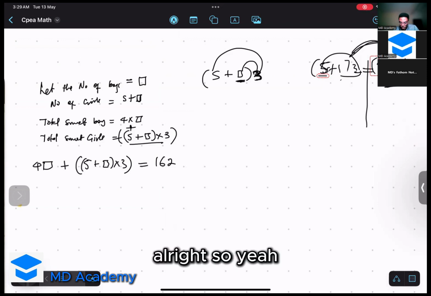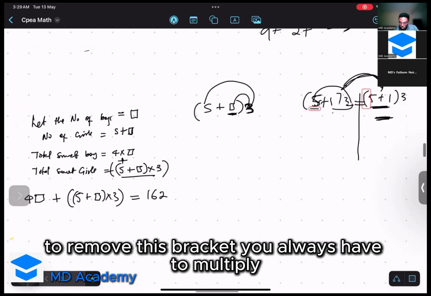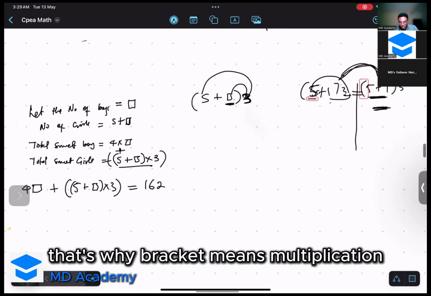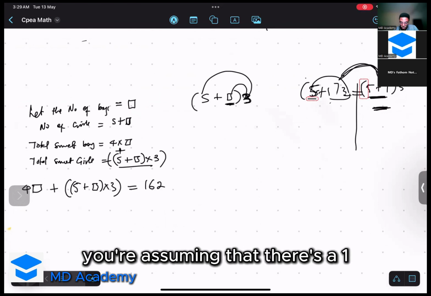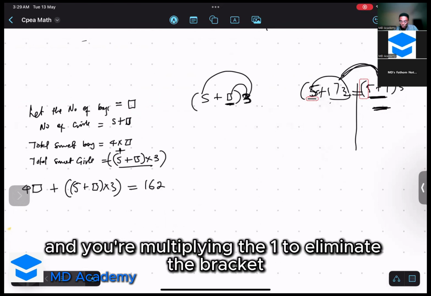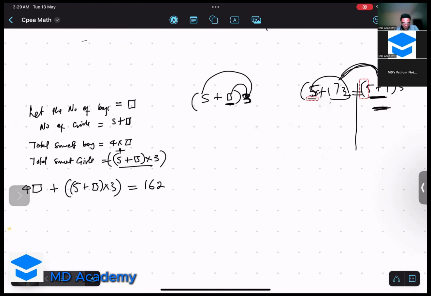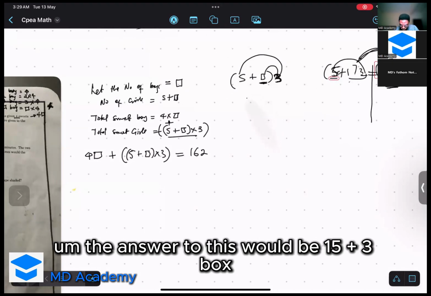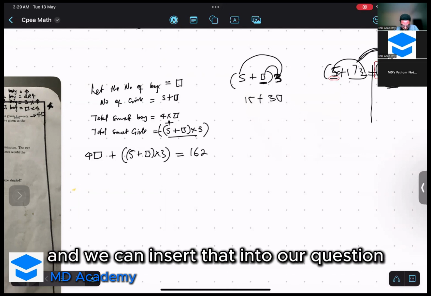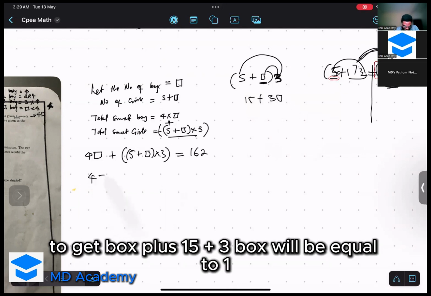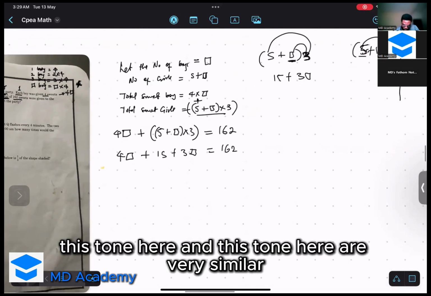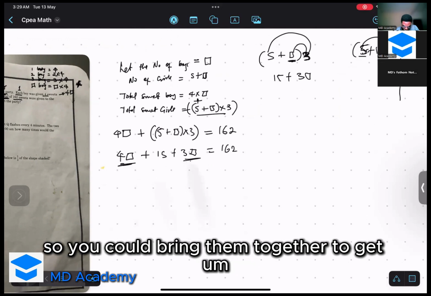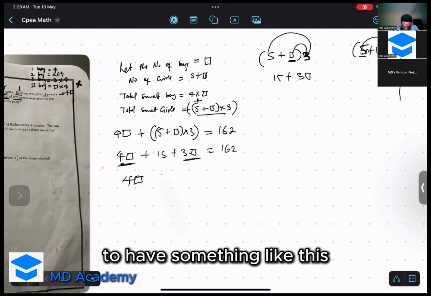All right, so yeah, and that's why. Now, if you have a bracket, to remove this bracket, you always have to multiply. That's why bracket means multiplication. And when there is no bracket, you're assuming that there's a 1 and you're multiplying with the 1 to eliminate the bracket. So this is the reason why the answer to this would be 15 plus 3 box. And we can insert that into our equation to get box plus 15 plus 3 box will be equal to 162. Now, this term here and this term here are very similar, so you could bring them together to get something like this.